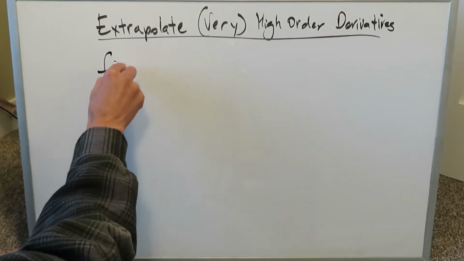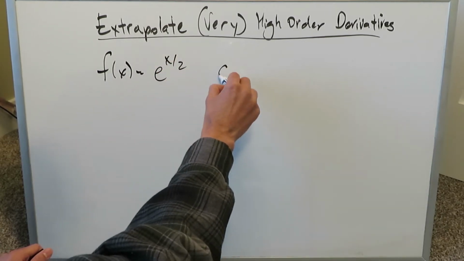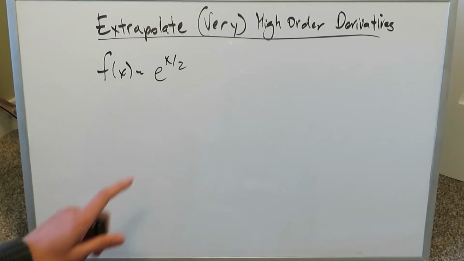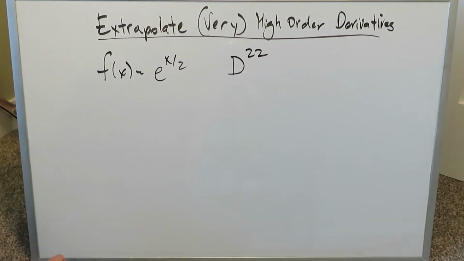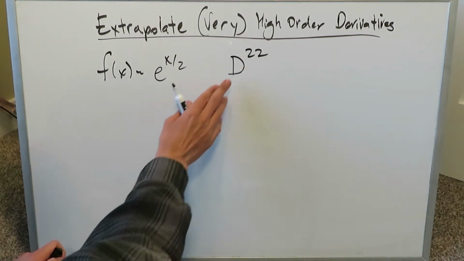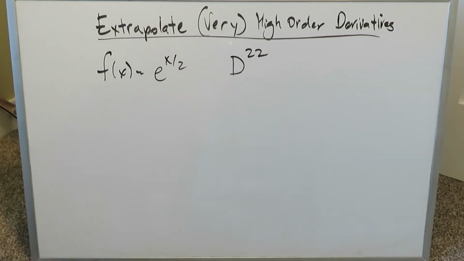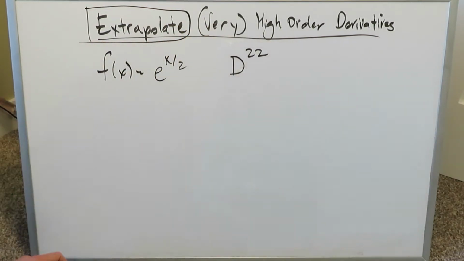For our first question, let's just say our function is e to the x over 2, and we have to find the derivative. We have to find a very high order derivative for this function, and let that order be 22. You're not saying it's d to the power of 22 here, it just means you're finding the 22nd derivative of this function. How you go about these type of questions is very well identified in this word extrapolate.